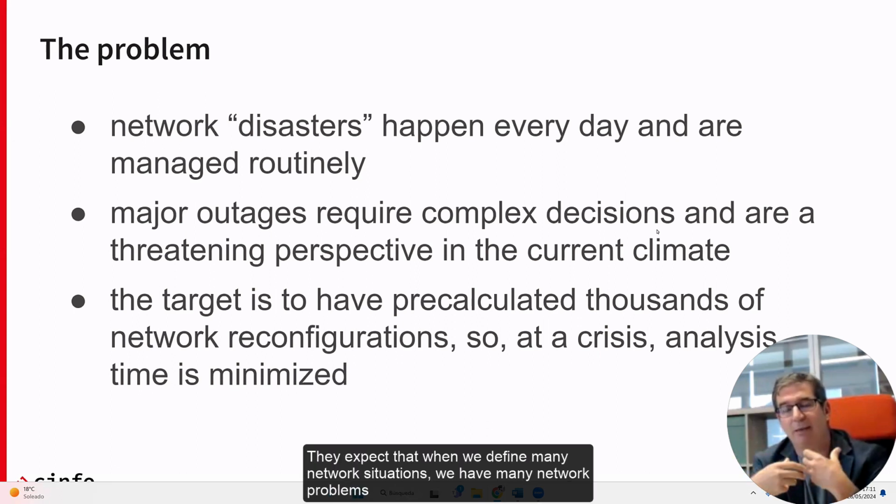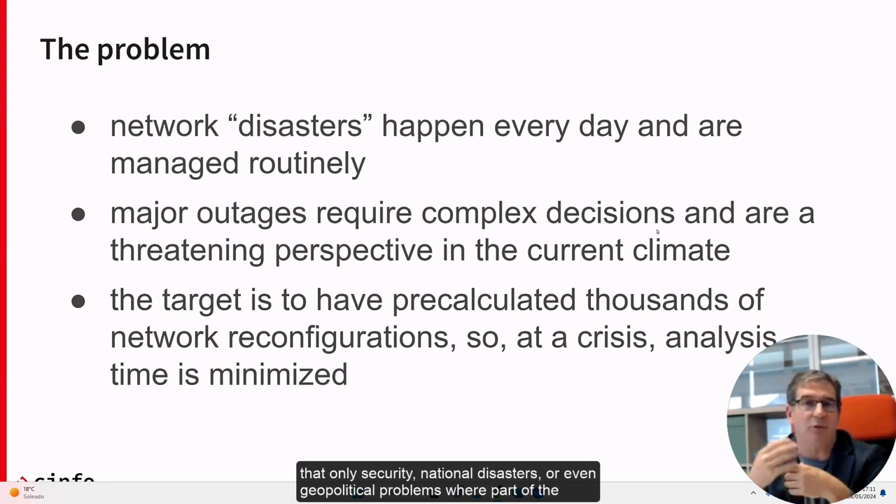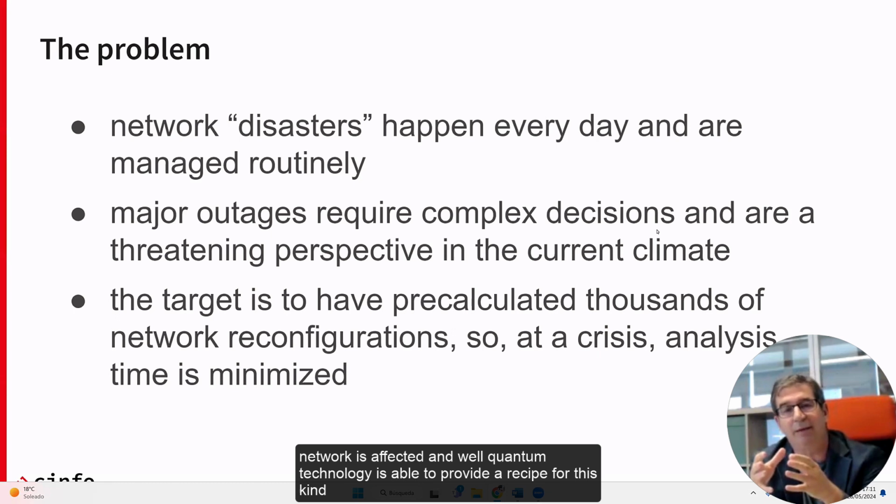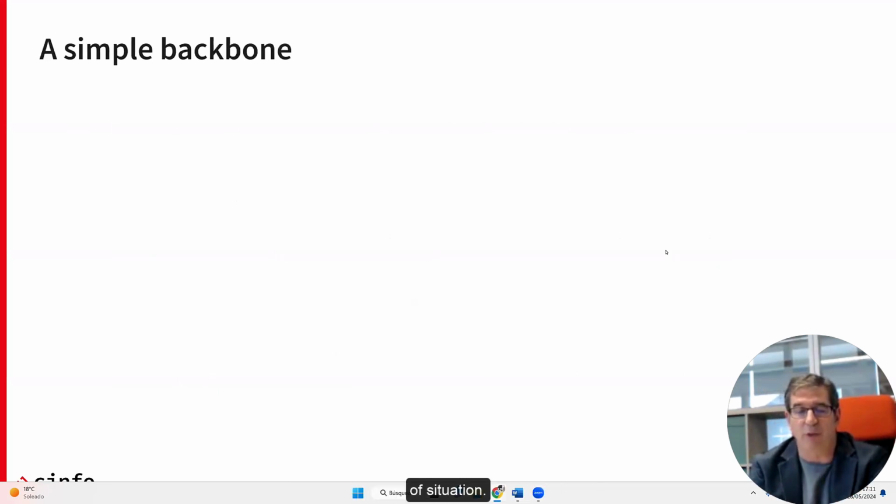So what do they expect from quantum technology? They expect that when we define many network situations, many network problems, not only cybersecurity, but natural disasters, or even geopolitical problems where part of the network is affected, quantum technology is able to provide a recipe for this kind of situation.